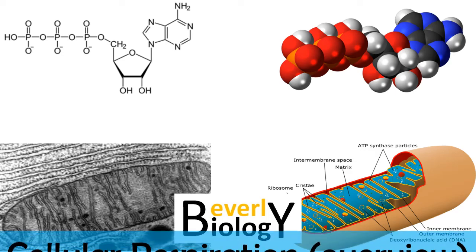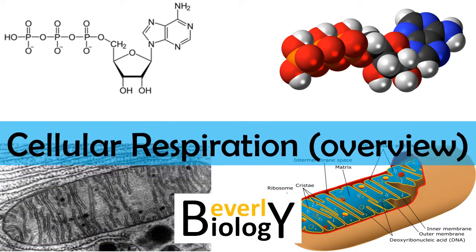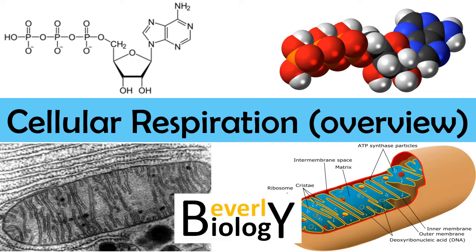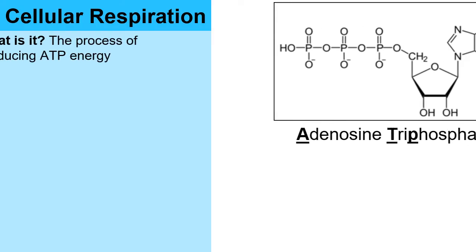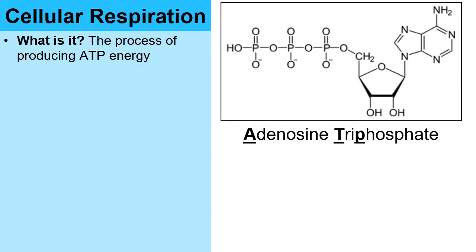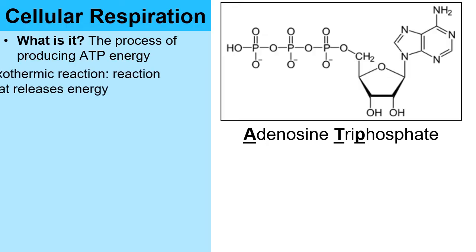Okay, so the topic of today's video is going to be cellular respiration, an overview of the process. Let's go ahead and get started. So when we look at cellular respiration, first of all, what is it? It's the process of our cells producing ATP energy. This molecule right here represents a drawing of ATP, adenosine triphosphate.